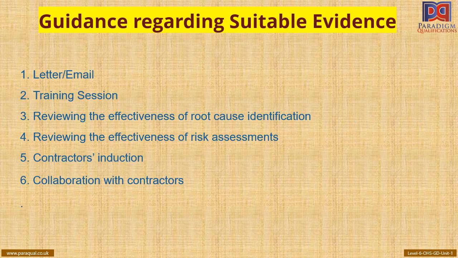To demonstrate your competence that you have provided the support and assistance to the appropriate people and group, you can submit the evidence which can be a letter or an email or other communication records in which you provided support and assistance regarding health and safety matters. You have arranged and conducted the training sessions for them and you can produce a record of that. You have reviewed the effectiveness of their root cause identification or corrective preventive actions plan and provided them expert feedback. You have reviewed the effectiveness of their risk assessments and provided them expert feedback.